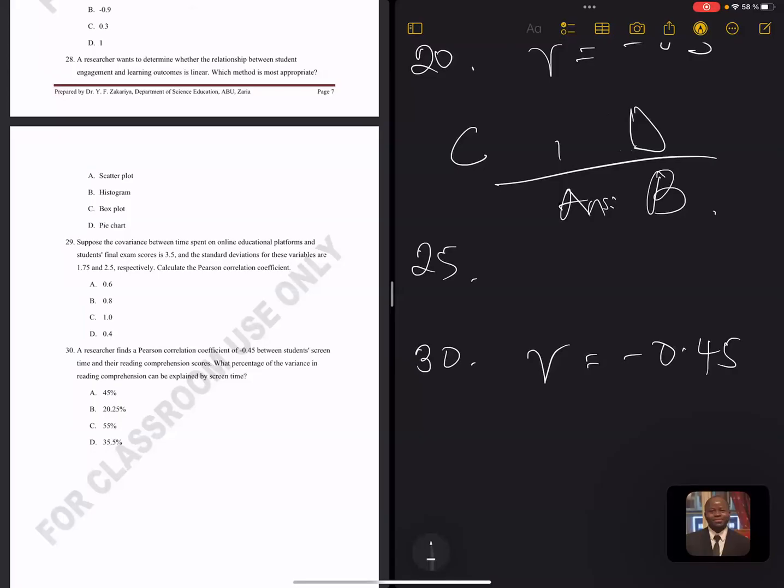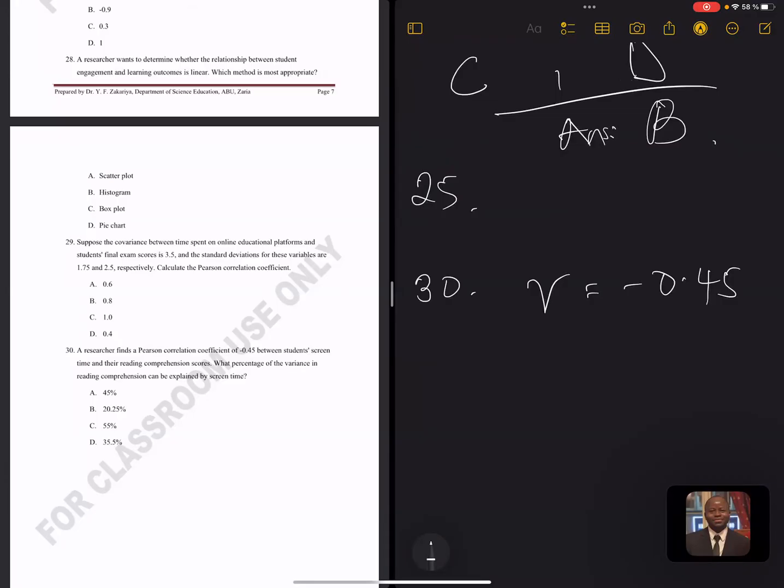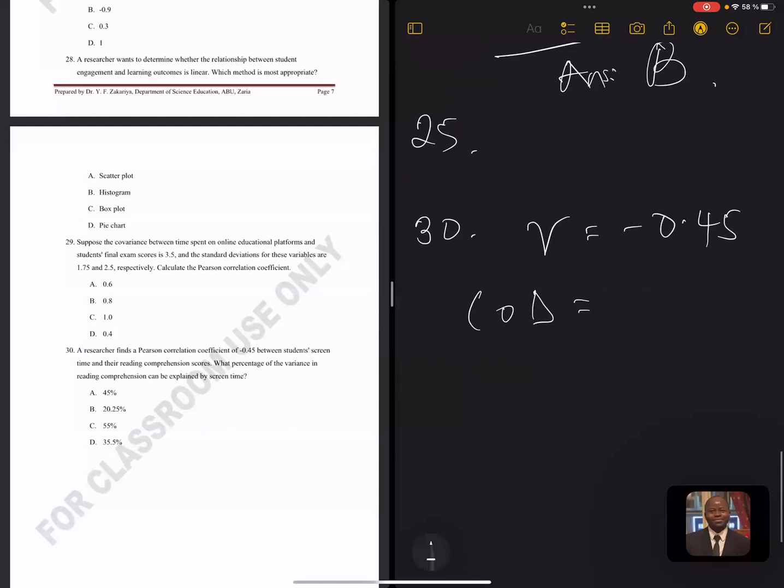First and foremost, when you are hearing this type of percentage of variance shared by two variables that are linearly related, your mind should go to which statistic? Coefficient of determination. Whenever you are talking about the variance shared by two linearly related variables.